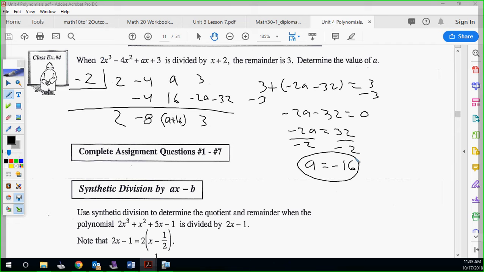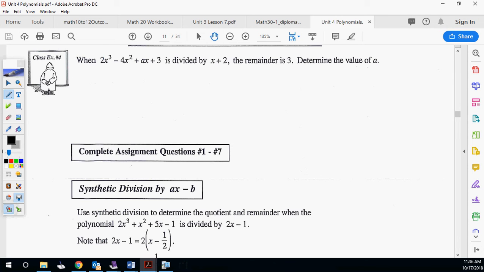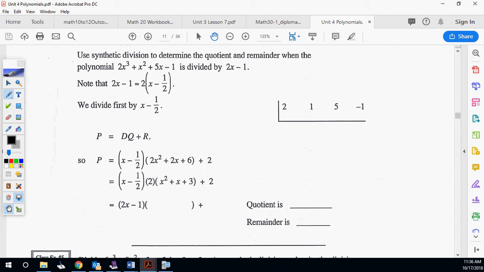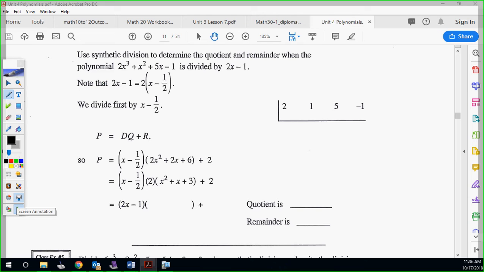All right, so last thing we're talking about is dividing by not simple zeros, so 2x plus 1s or 3x minus 2s. Okay, so using synthetic division to determine the quotient and remainder when the polynomial is divided by 2x minus 1. So remember, the 0 of 2x minus 1 is 1/2. So that means we have to put a 1/2 here. Okay, so it's not a whole number. That's how it is.